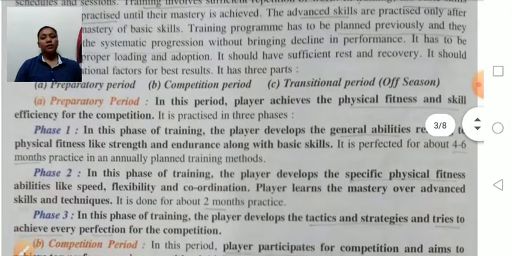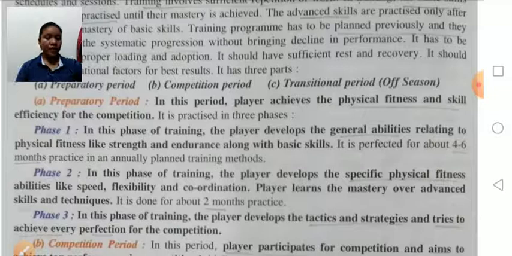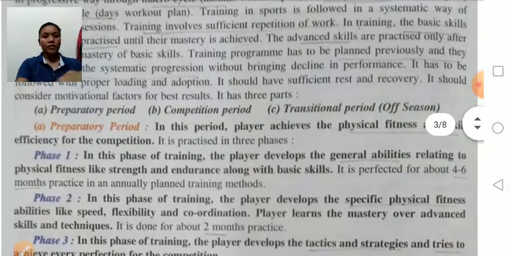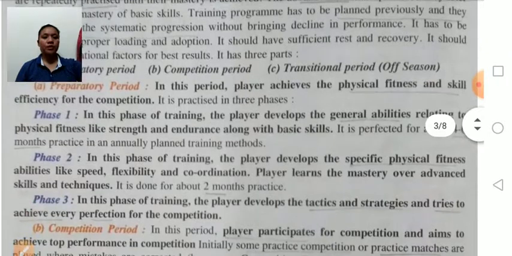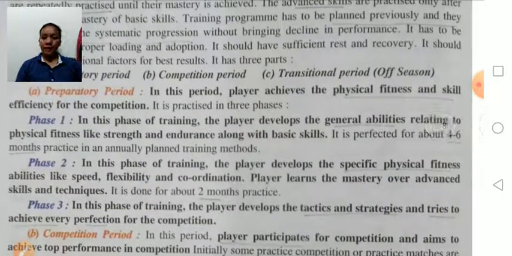Let's discuss the training period. Sports training is divided into three parts: preparative period, competition period, and transitional period. In the preparative period, players achieve physical fitness and skill efficiency for the competitions. We prepare the individual for the competitions, improve his physical fitness, and develop his skill efficiency.